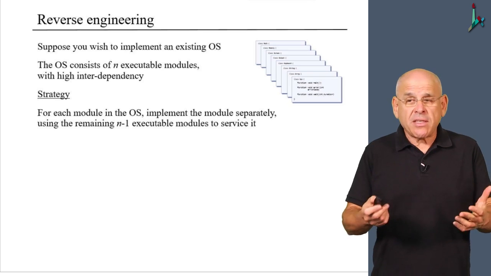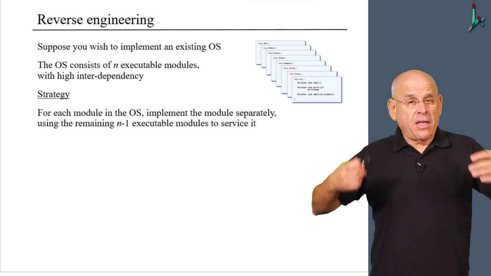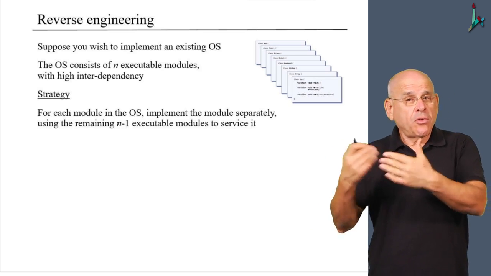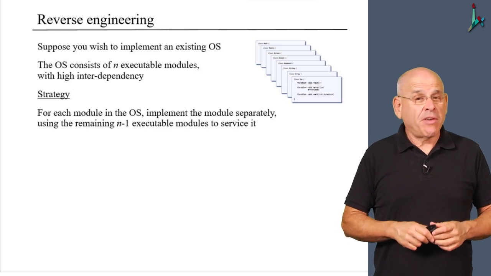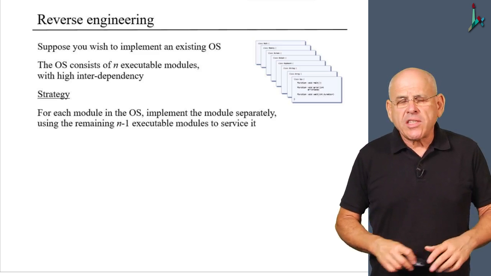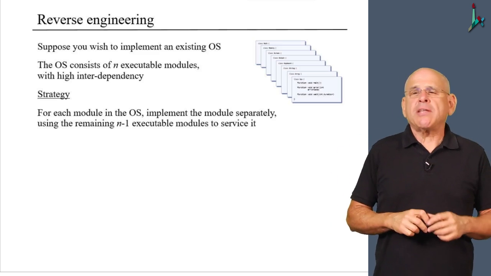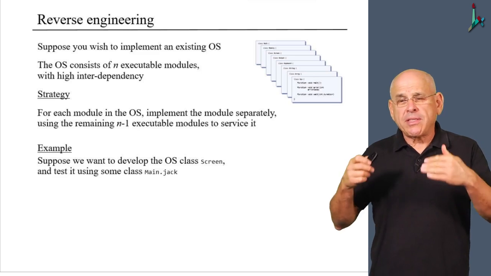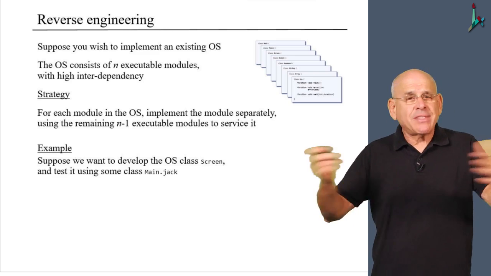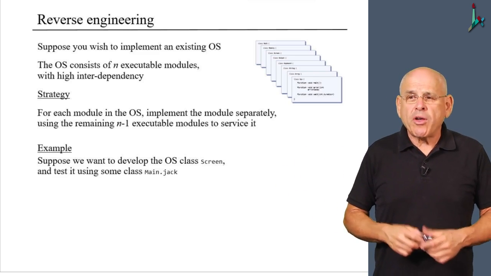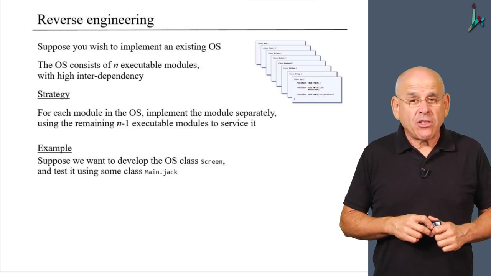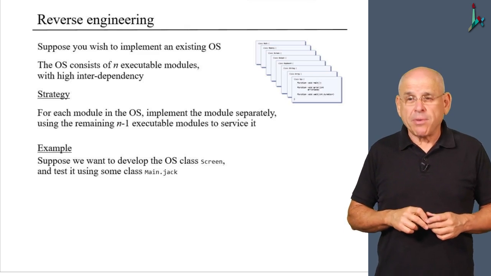The developers of these systems started from an existing executable, well-known operating system, Unix, and they went on to develop their own versions using reverse engineering, using precisely the same technique that we're using here. So going back to Nand to Tetris, let us assume that we want to develop the Screen class, which is one of the 8 OS classes, and test it using some supplied test code, which we call Main.jack. How should we go about doing it? Well, the development strategy is going to be surprisingly simple.